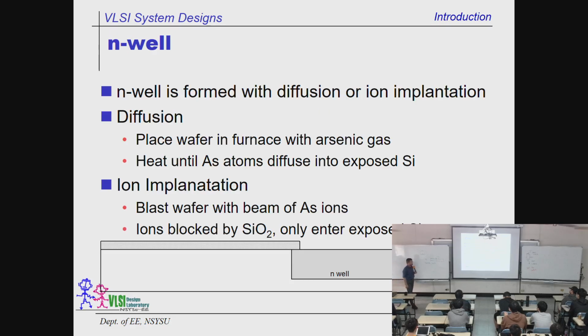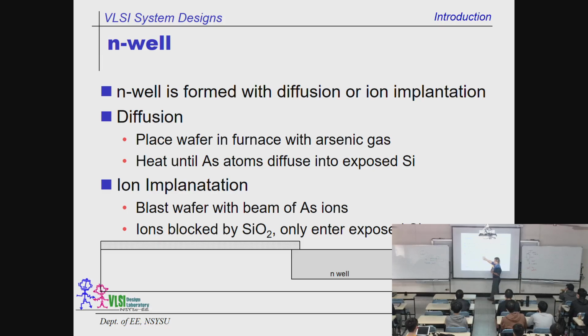Then the N-well is made by what? By diffusion or ion implantation. Diffusion is an old-fashioned way. The wafer is placed in a furnace with arsenic gas. After a while, the gas spreads over this part because we have a window there, and then the N-plus material will be doped into this region. This arsenic diffuses into this part. But this process has been discarded because it's too slow and not homogeneous enough.